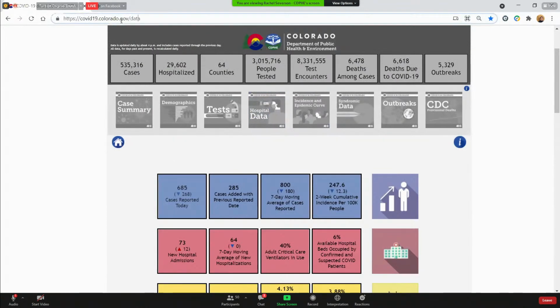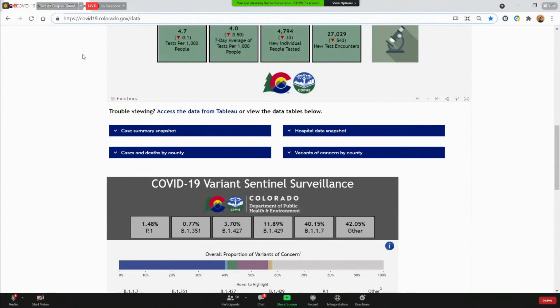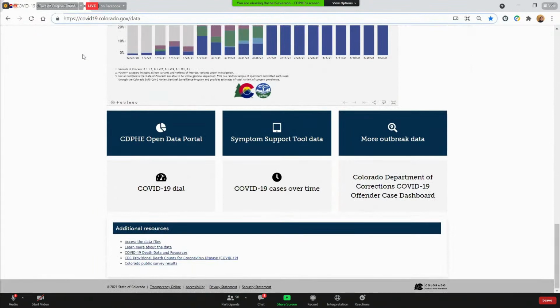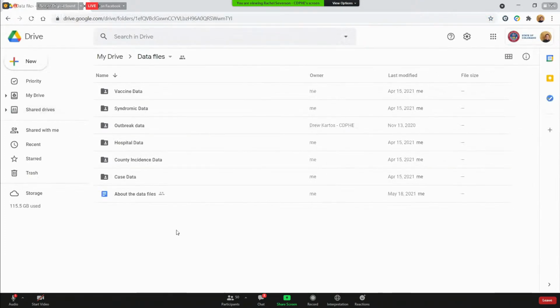So there's one last thing that I wanted to emphasize, and that's if you scroll all the way to the bottom under this additional resources section, there's this link that says access the data files. So if I click on that link, it will take me to a Google Drive folder where every single day we publish in files all of the data that corresponds in the dashboard.